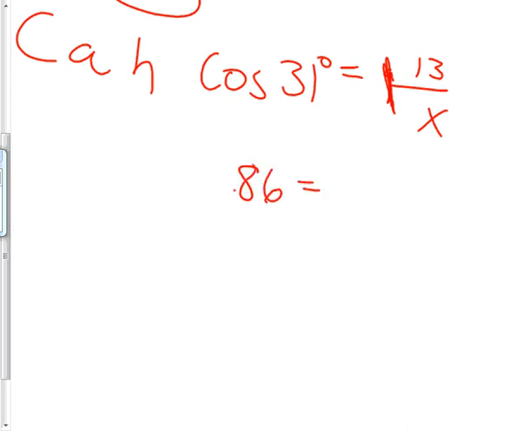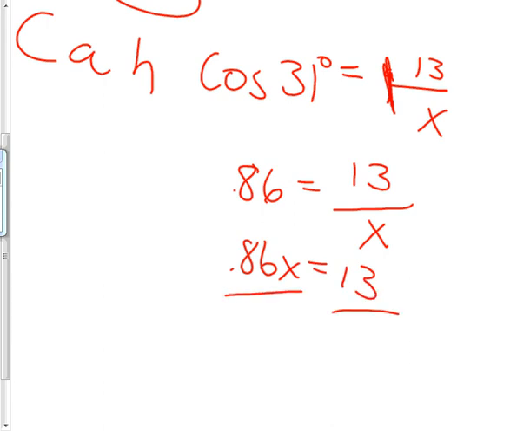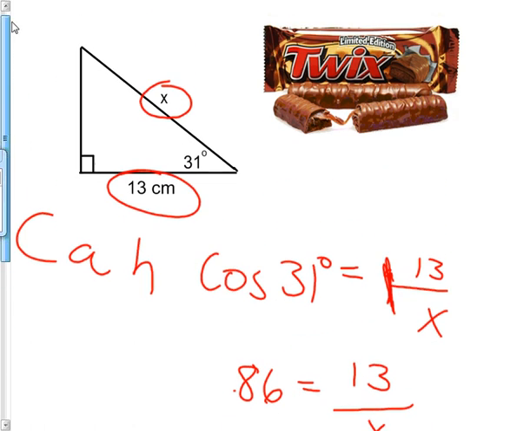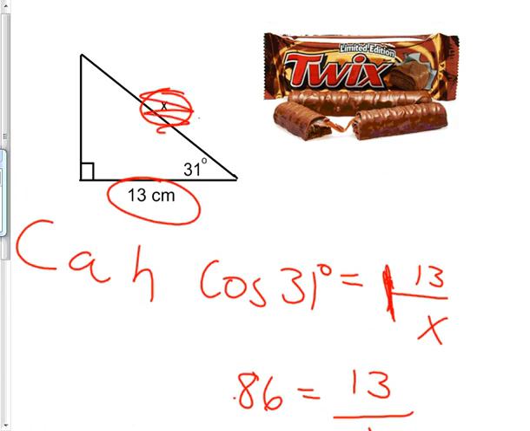Okay, I'm rounding here, so your answer might be slightly different than that. And then you multiply by x on both sides. And then you divide by 0.86 on both sides. And then the answer is 13 divided by 0.86, so x equals 15.2 approximately. I'm rounding again. And if it's about 15.2, I look at this and make sure it makes some sense. This is bigger than this is. Does that make sense? Yeah, it's the hypotenuse. It should be bigger.